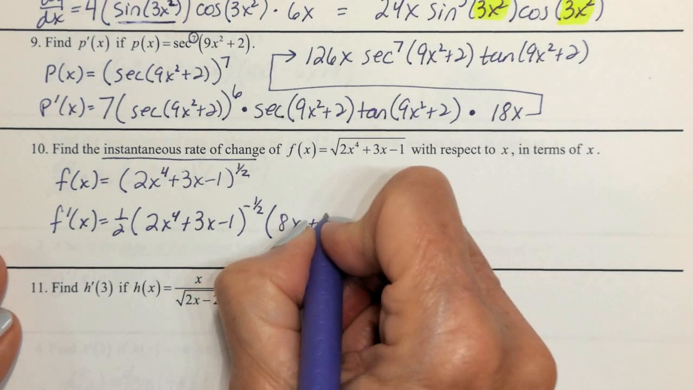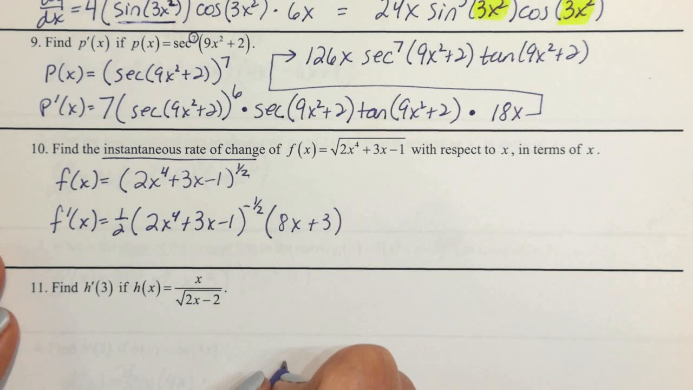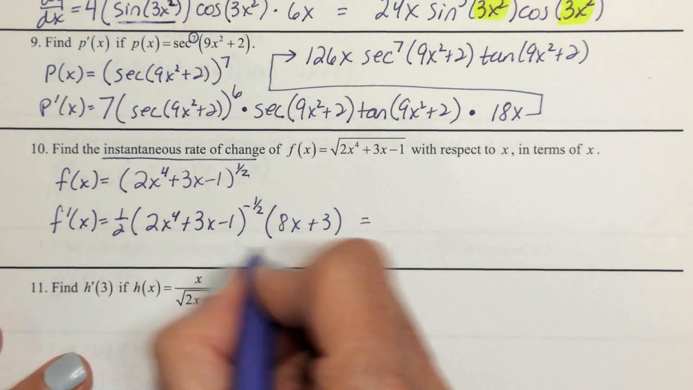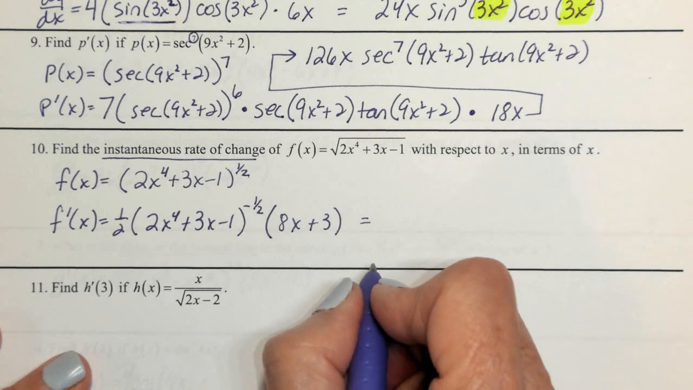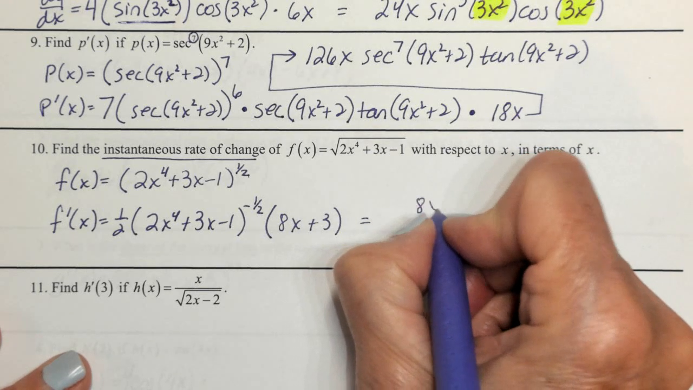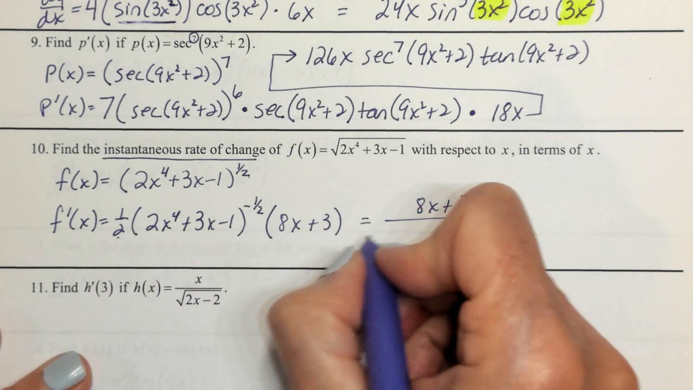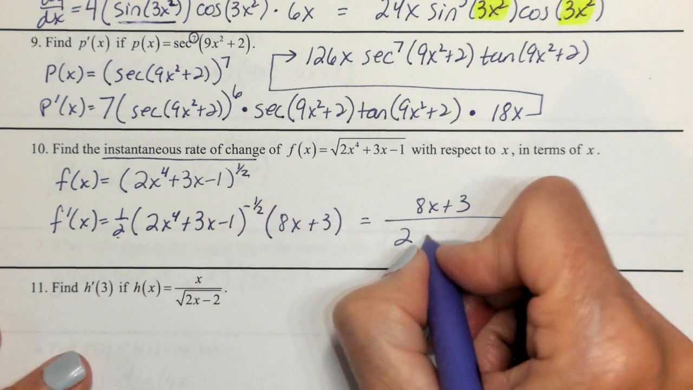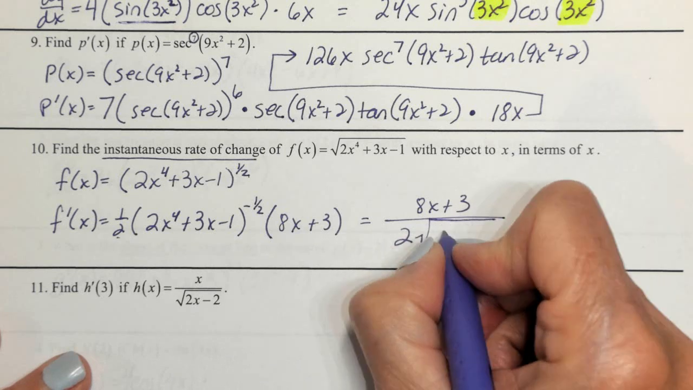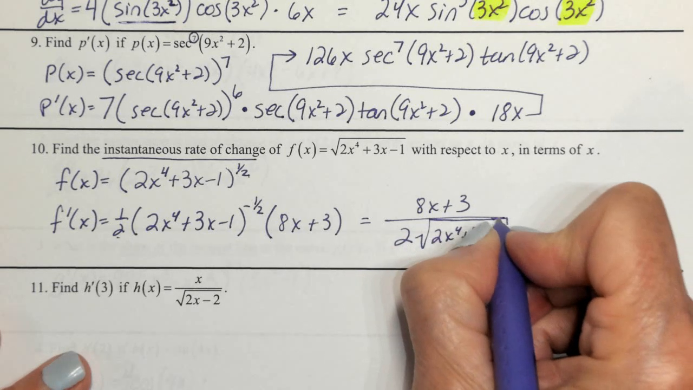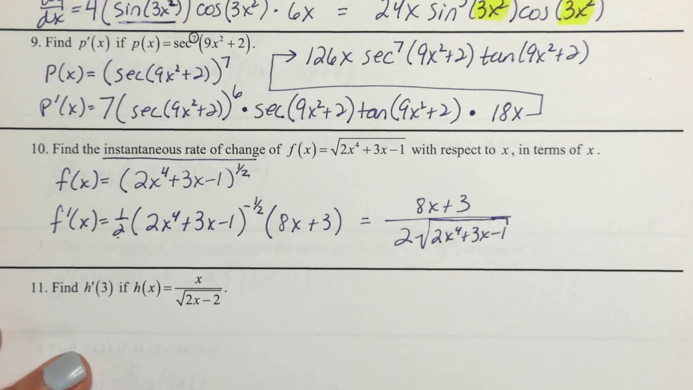8x plus 3. Okay, as a multiple choice answer, this would be a safe stop spot. As a multiple choice answer, the 8x plus 3 is up on top. On the bottom I have this 2 and this square root. That would be the multiple choice answer.